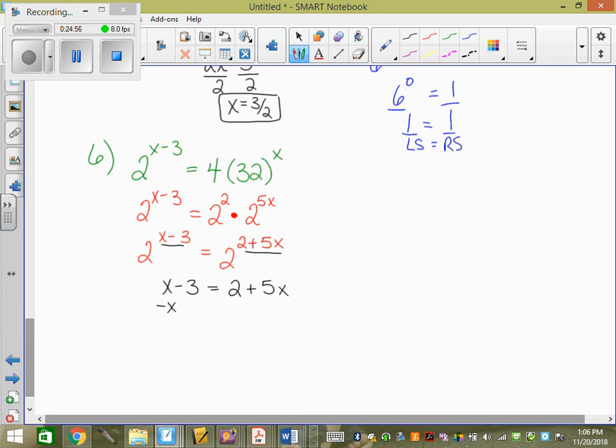Subtract x. Negative 3 equals 2 plus 4x. Subtract 2. Negative 5 equals 4x. Divide by 4. x equals negative 5 over 4. Then what do we have to remember to do? Check it. Make sure left side equals right side.